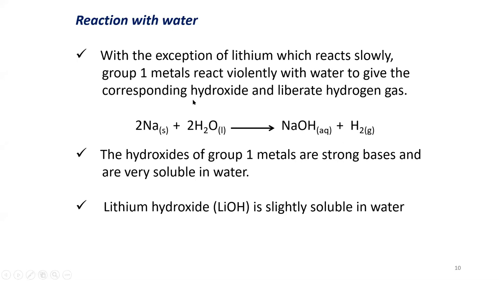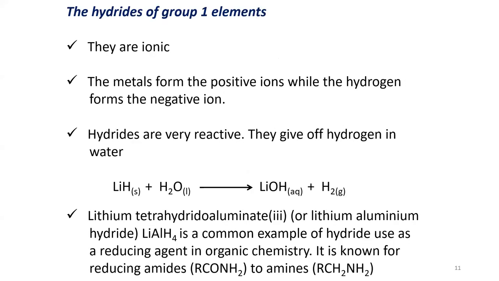So your group one metals, aside from reacting with oxygen to form oxide, the oxide can then react with water to form hydroxide. The metals themselves can also react with water directly to form an alkaline solution with liberation of hydrogen gas. The hydroxides formed by group one metals are strong bases, and they are usually very soluble in water, except lithium hydroxide, which is slightly soluble in water. Lithium and lithium hydroxide will be more soluble in non-polar solvent than polar solvent.